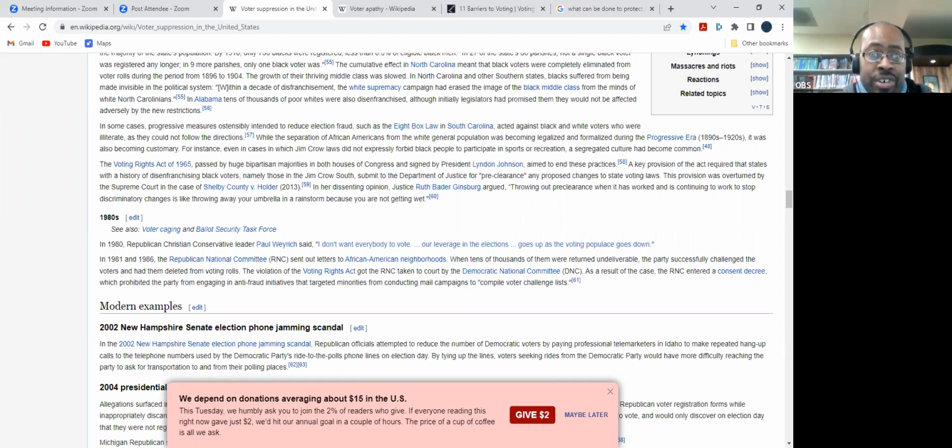Ruth Bader Ginsburg, or RBG, as we like to call her, said in her dissenting opinion, throwing out pre-clearance when it has worked and is continuing to work to stop discriminatory changes is like throwing away your umbrella in a rainstorm because you're not getting wet. It's kind of like you're fixing something that's not broken. That's basically what she was saying.